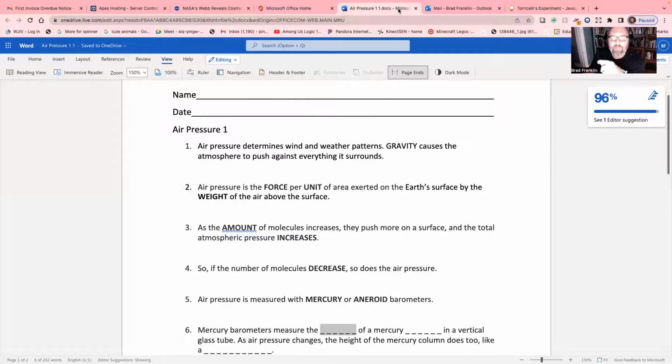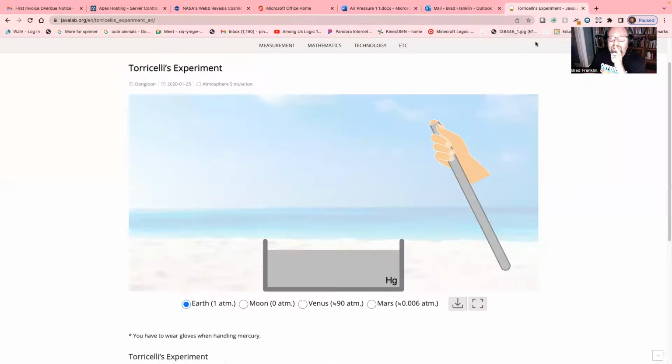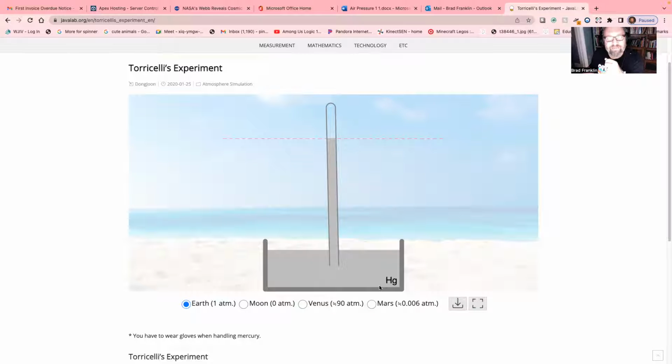Mercury barometers measure the blank of mercury. Okay. Mercury, that's Hg, just like Hunter, right? It's called Hydrargari, something. That was the original name of it. Now we call it mercury. Another name for mercury is, anyone? Quicksilver. All right, good.